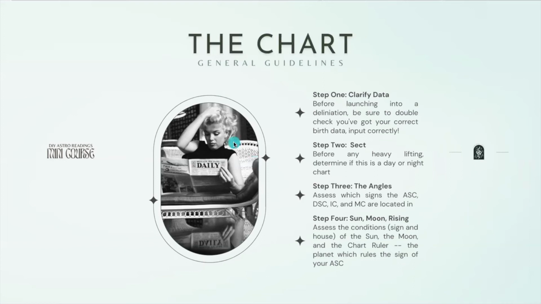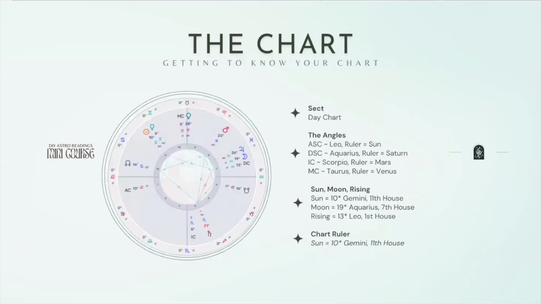So I've got a pretty recognizable figure here. This is Marilyn Monroe, and I wanted to look at her chart. So for example, this is Marilyn Monroe's chart. And because the sun is in the upper hemisphere of the chart, in one of the 12th to 7th houses, this is a day chart. So even though the moon is above that horizon line as well, it's considered a day chart.